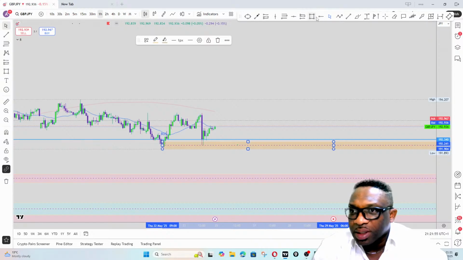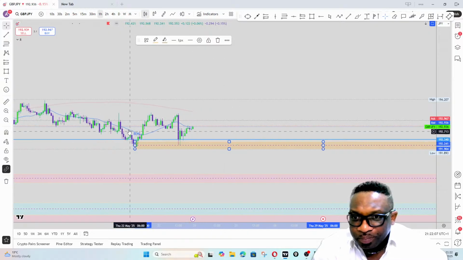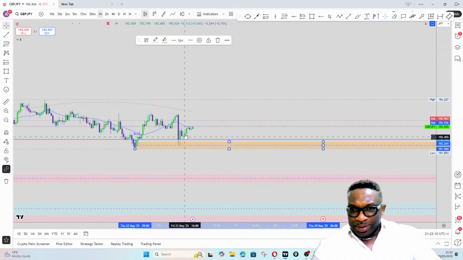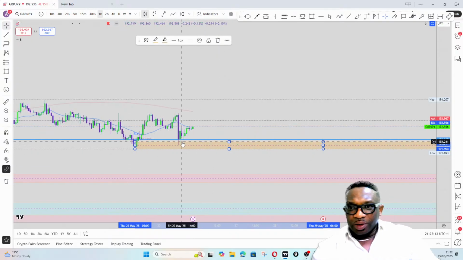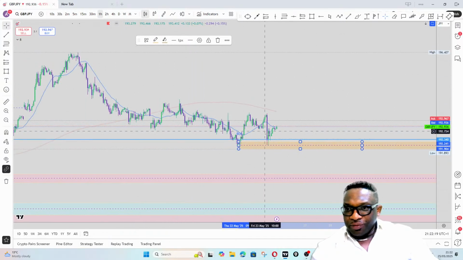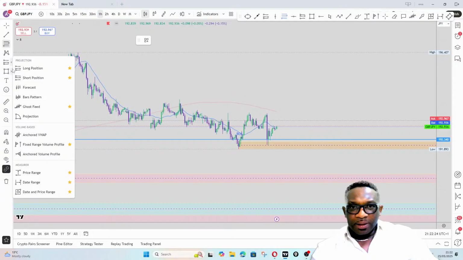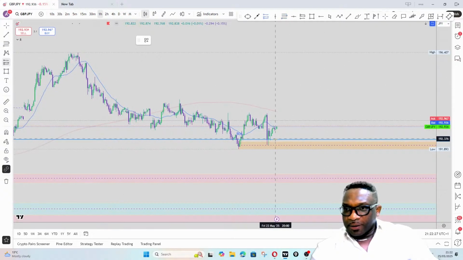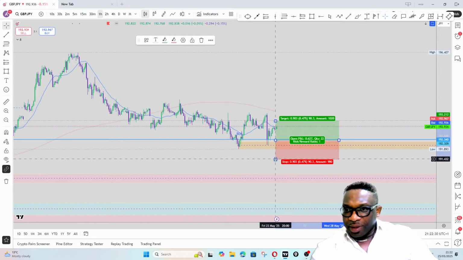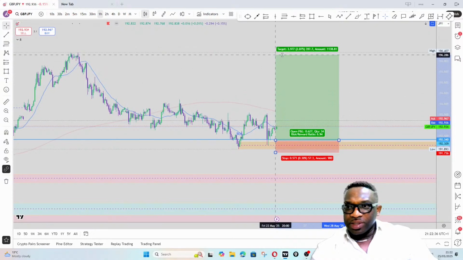Let's see if this one gave us a break again. Okay, so we don't have a break of structure here. So we'll see how the market plays out. This we identified as an area or point of interest. So if it gives us an entry event here, what we'll do is just take a buy from here, and then we're targeting the previous high.